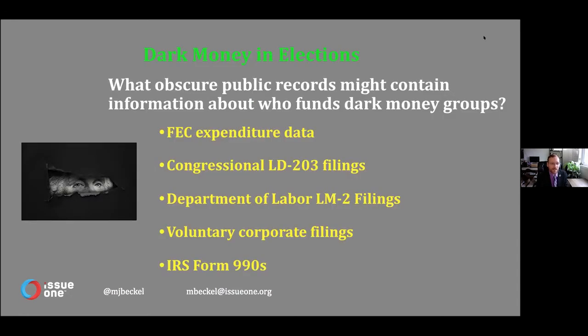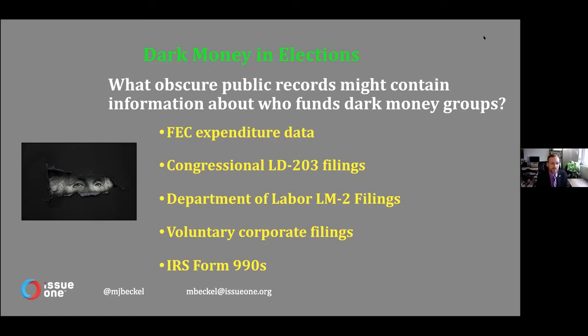And how might you find information about where dark money donors are actually coming from? I've identified on this slide 5 main places that sometimes you can find these needles in the haystack. Occasionally on FEC expenditure data, there are filings that lobbyists have to file with Congress called LD-203 filings. So any political contribution that a registered lobbyist makes, if they are giving to a dark money group occasionally, you'll see those contributions detailed on LD-203 filings.